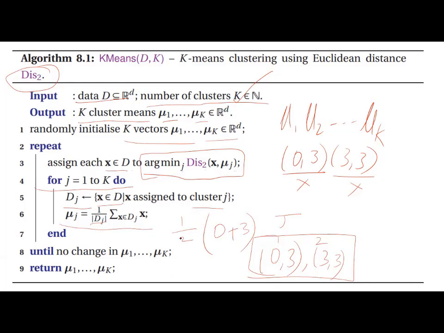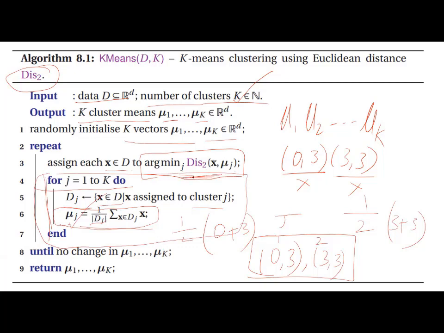For k=1, if you increase j to 2, then automatically we can calculate 1/2 into 3 plus 3. So we are calculating the mean here, and this is the end of this for loop. This is the calculation of mu, my dear friends.